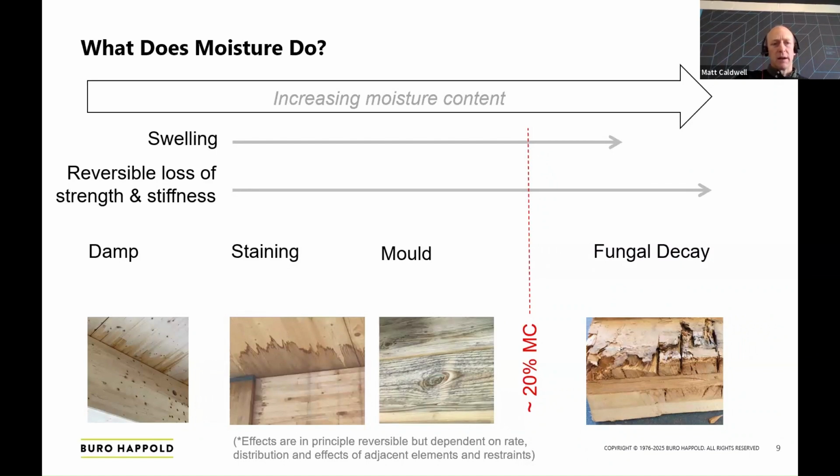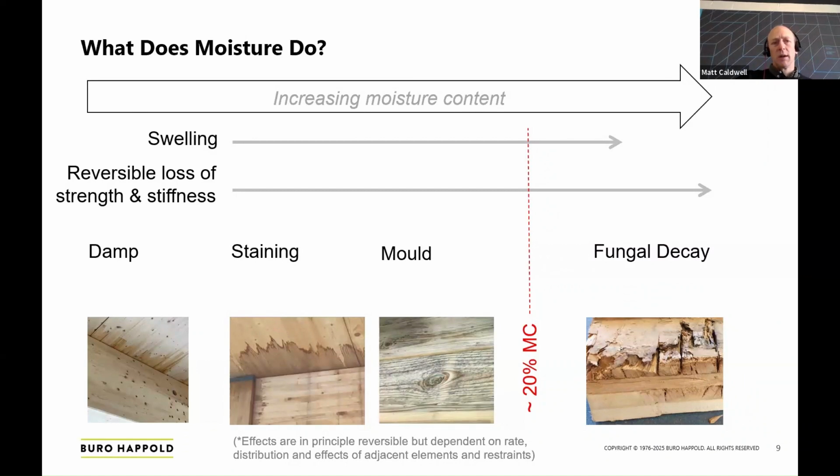You can see at the left-hand side of the continuum here, you've got timber which might be damp temporarily, and it might not go any further than that. But that may leave behind some staining, and that might progress into mold and ultimately potentially fungal decay. Some of these may be acceptable in certain circumstances. Fungal decay will never be acceptable, but some staining may be acceptable depending on what the building is doing and whether you see the timber in the final condition.